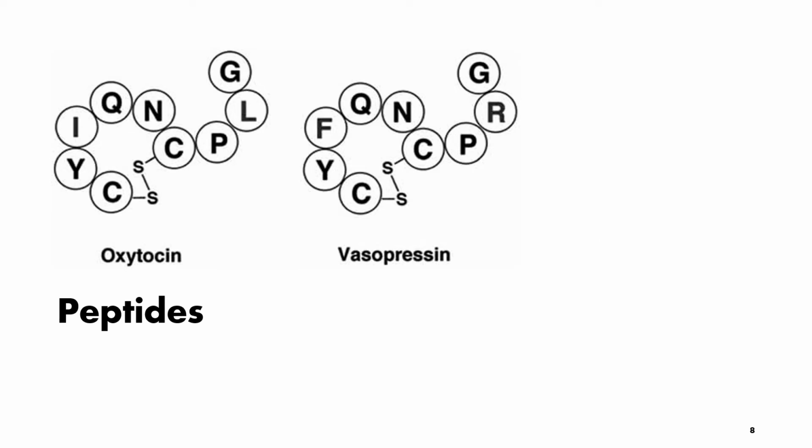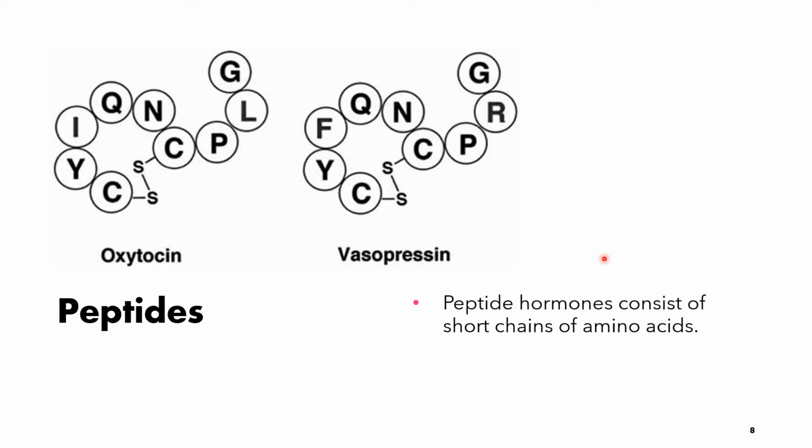Another major classification of hormones based on their chemical structure are the peptide hormones. When we say peptide hormones, these are hormones that consist of short chains of amino acids. What are examples of peptide hormones? Examples of hormones synthesized in the hypothalamus are oxytocin, vasopressin, and thyrotropin-releasing hormone.